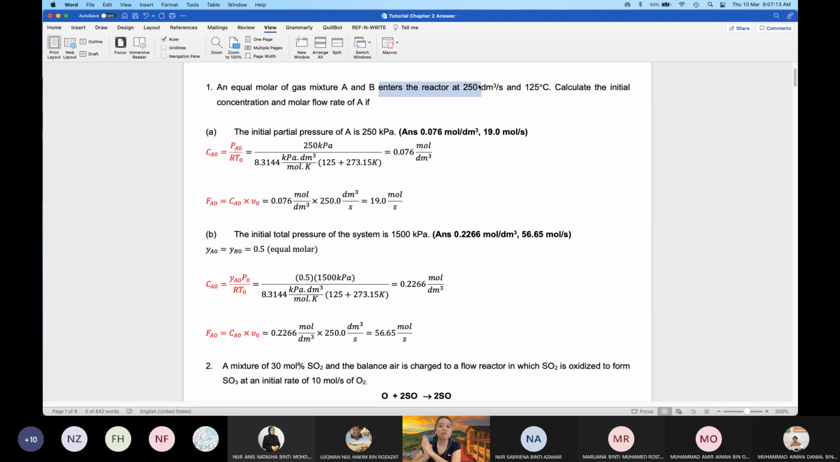So far we have a few pieces of information. Initial mole fraction of A equals initial mole fraction of B equals 0.5. Second, we know the initial volumetric flow rate is 250 dm cube per second. Next, temperature 125 Celsius. Celsius you already know, it's definitely temperature. So similar concept.